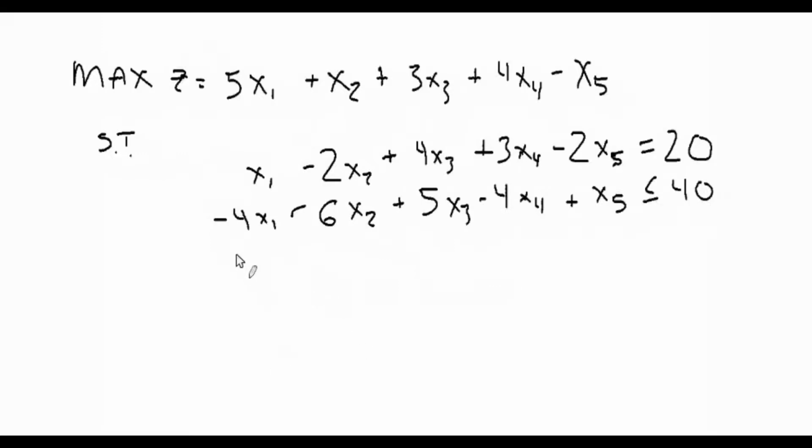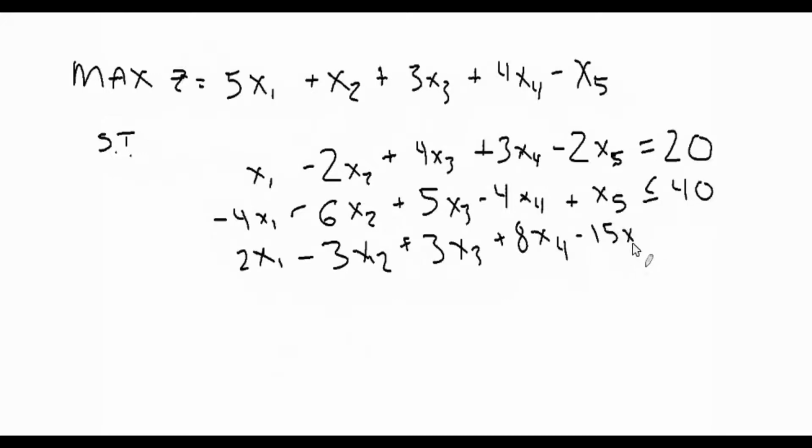Third constraint is 2x1 minus 3x2 plus 3x3 plus 8x4 minus 15x5 is greater than or equal to 50 on the right hand side.